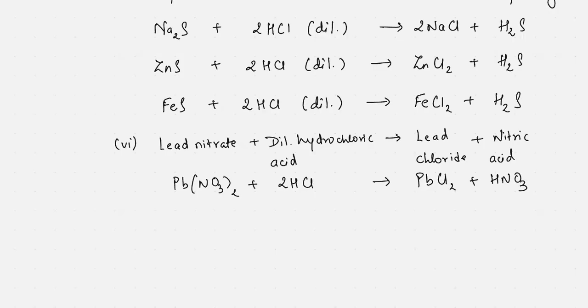When dilute hydrochloric acid reacts with lead nitrate, we get lead chloride and nitric acid. So the observation here is a white precipitate is formed, which is soluble in hot water, but insoluble in cold water.